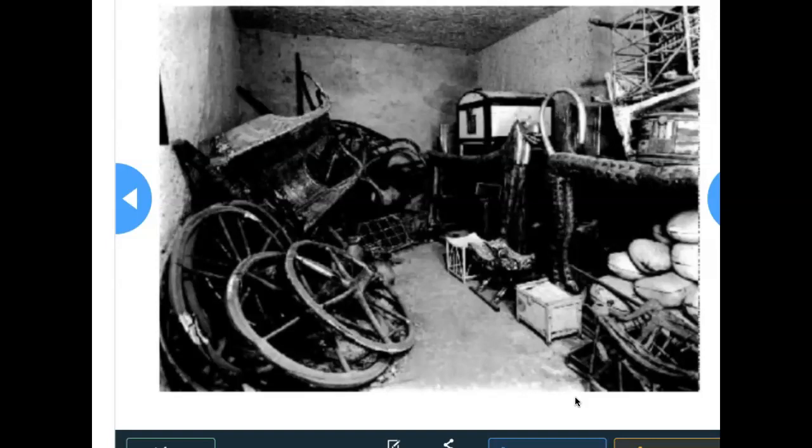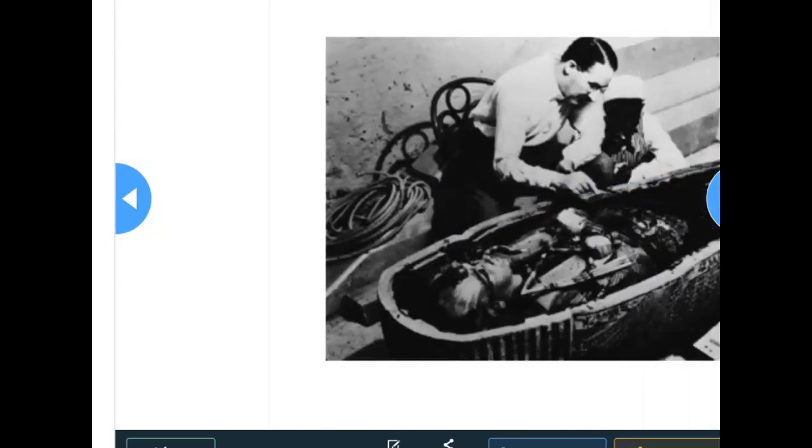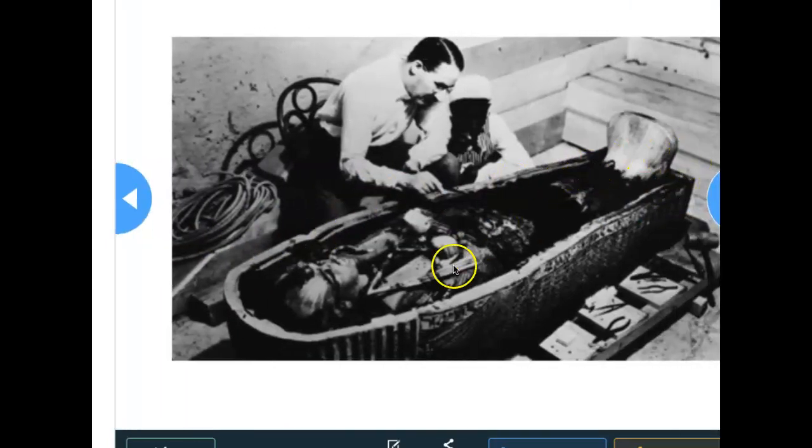So because this was found intact, and when the archaeologist opened the door, he said, "I see wonderful things," that is really the reason that he is one of the most well-known pharaohs, of course, also because of his sarcophagus and the inner layer of it that was made out of solid gold.